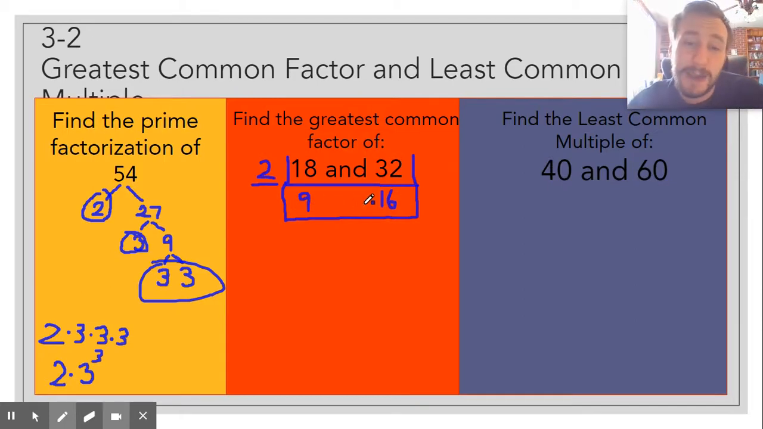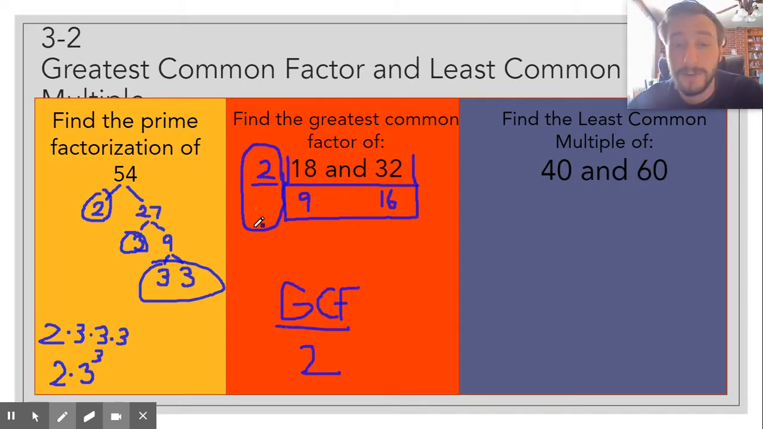So the greatest common factor, what you do once you've reached this step where you can't go any farther, is you look at the numbers that are on the left. In this case, it's only 2. So that's your greatest common factor. Your GCF here is just 2.